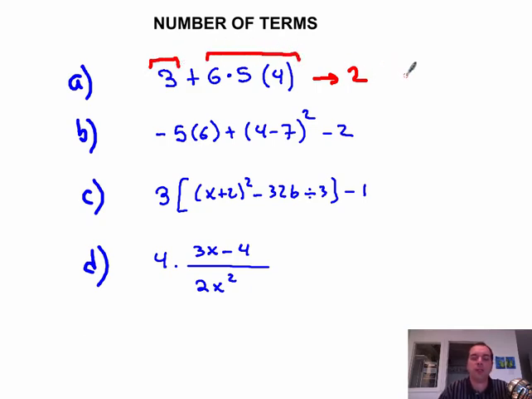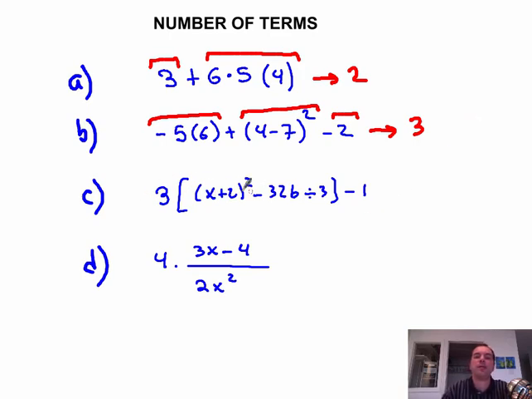So you may not know what terms are just yet, but let's give it another shot. So what about for B? How many terms are there? Pause the video now, give an answer. The answer for this is 3. Why are there 3 terms? Well, it's 1 term right here, 1 term right here, 1 term right here.